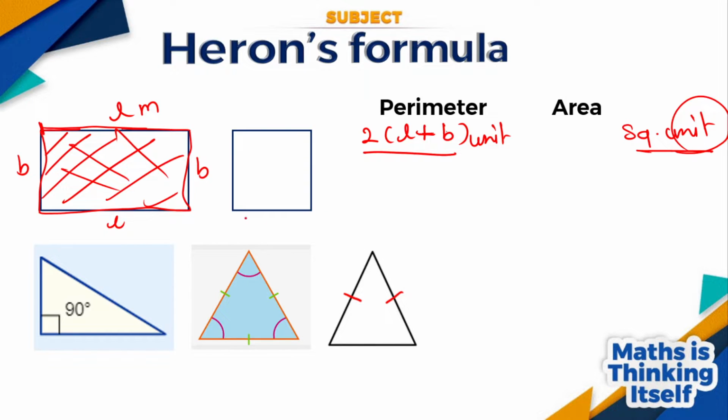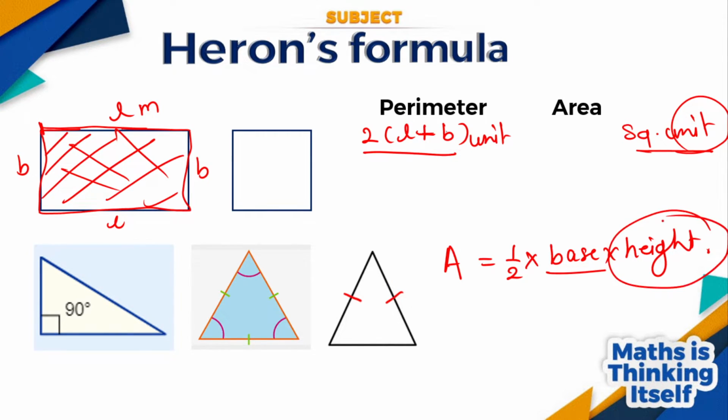Now what is the difference between Heron's formula and what we learned before for the area of a triangle? The area of a triangle A is equal to half into base into height. We learned this in the previous class. It is applicable when we know the height. That's why Heron's formula is introduced. So now what is Heron's formula? First we understand.